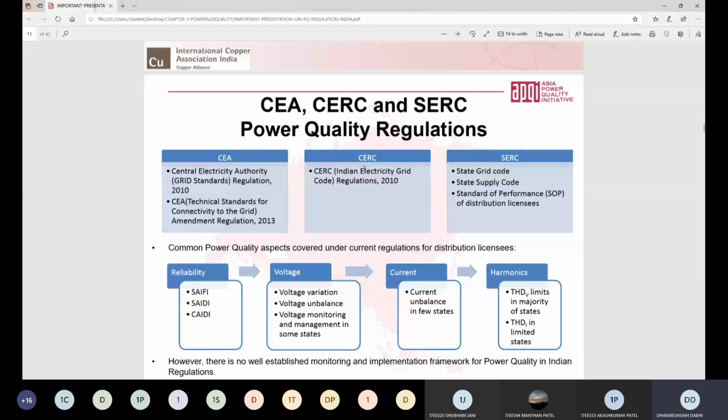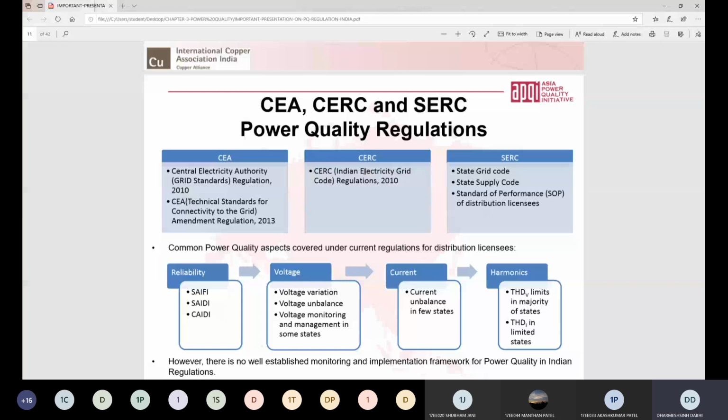What are the main concerns of these utilities when designing the standards related to power quality? First is the reliability aspect. In the reliability aspect, there are three terms basically, which are followed by these three utilities: SAIFI, SAIDI and CAIDI. All are reliability factors which decide whether the power system, distribution system or transmission system is reliable or not.